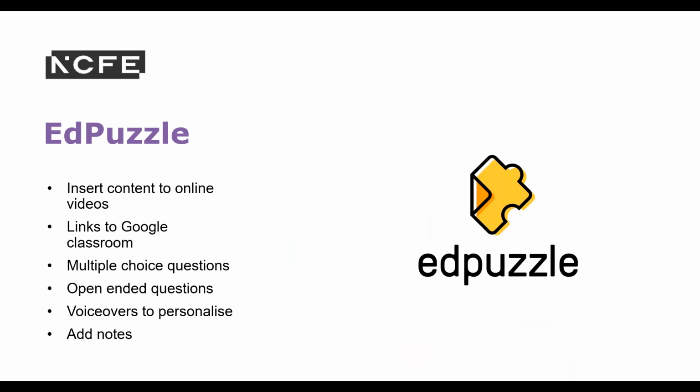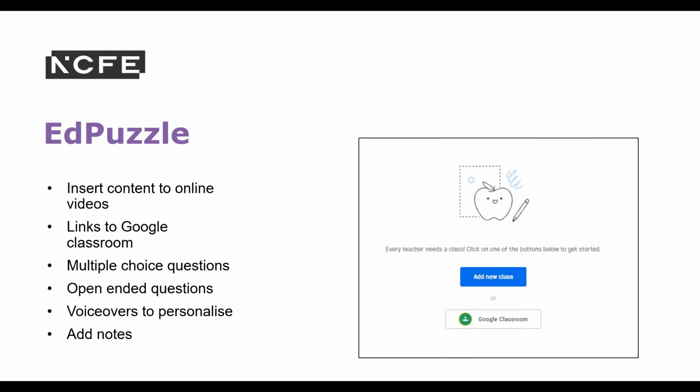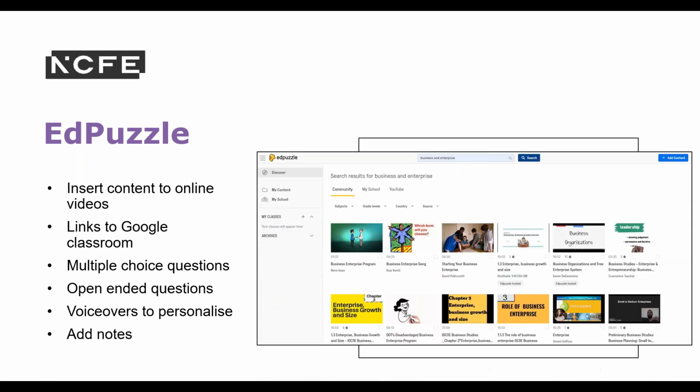EdPuzzle is a website that allows you to add content to online videos, so you can search and add content to videos from YouTube, the Khan Academy, TED Talks, or a video that's been created by another teacher. If you do use Google Classroom, you can link your class to EdPuzzle, and you can also search for a range of different videos on what topic you would like. And there are some ready-to-use ones already available too that have been created by others.